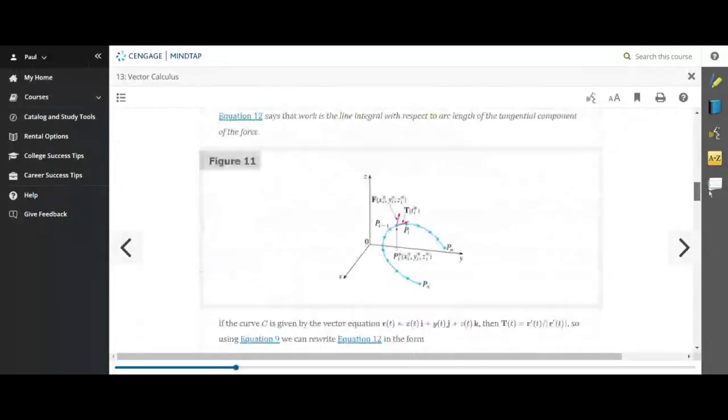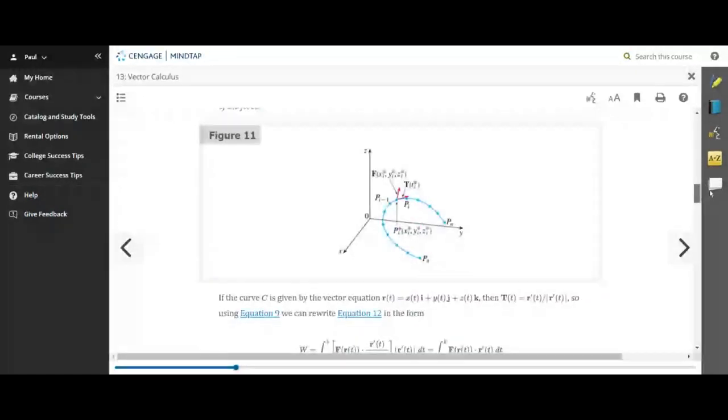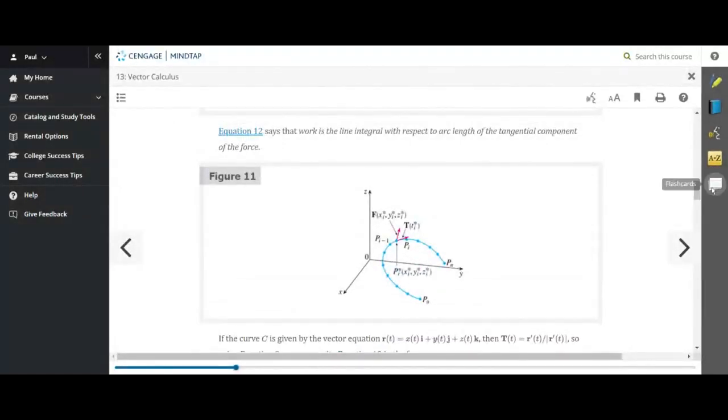And we're looking at line integrals of vector fields, an application of line integrals. So I'm going to go right to the reading in the book. Here's figure 11. What you see is a space curve that goes from point P sub 0 to P sub n in three-dimensional space. And picture that there's a vector field F acting in the three-dimensional space.